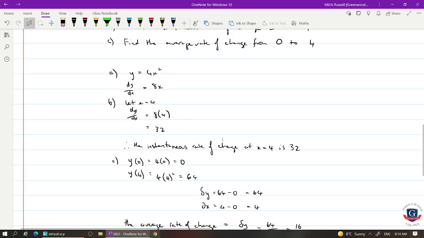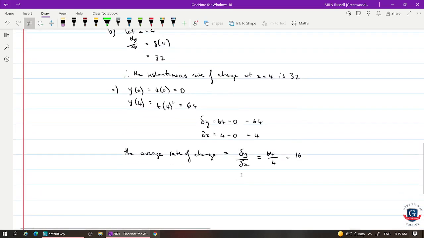We could find the average rate of change. We need to sub into this equation, not the derivative, don't make that mistake, 0 and 4, which we've done here. That gives us the change in y of the 2 points. The change in x is going to be the change in x values, so subtract those, find the difference, write them here, divide them, and that gives you the average rate of change.